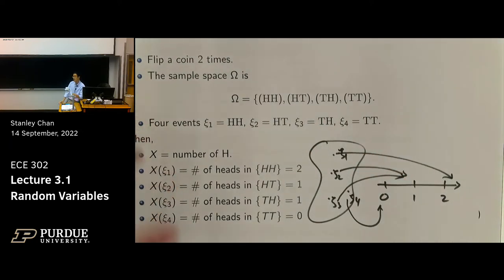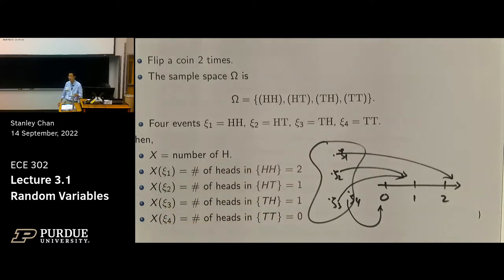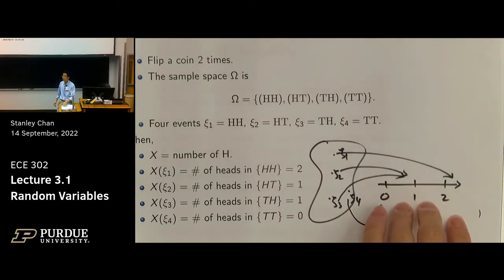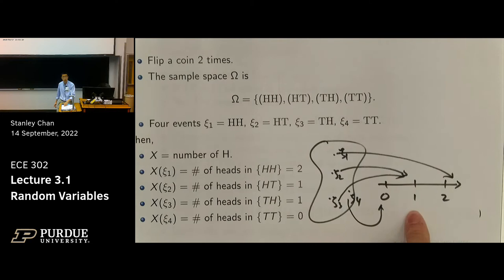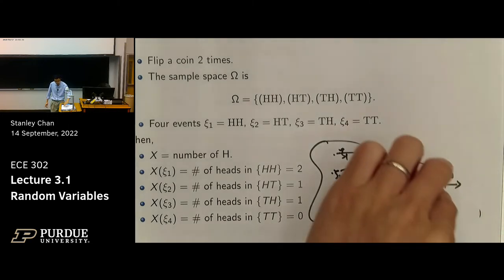So let's think about the following question. What is the probability that x equals 1? And how would you do that? Well, it's easy. Two outcomes out of 4, so it's 2 over 4. Now, unconsciously, what you're doing is that you're not looking at this line. You're looking at this line, and then you know in your head that there are two outcomes sitting on this x equals 1. Okay?